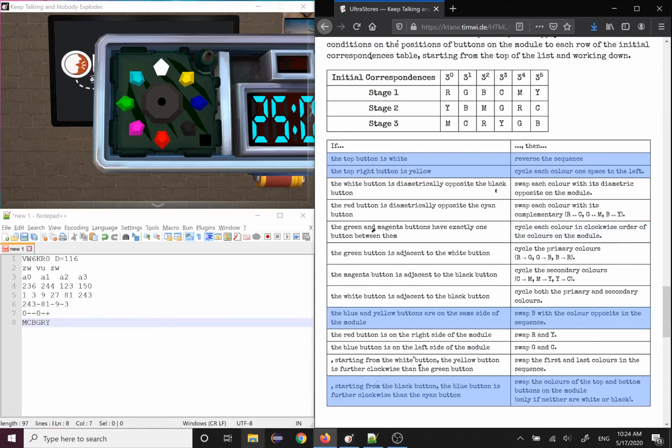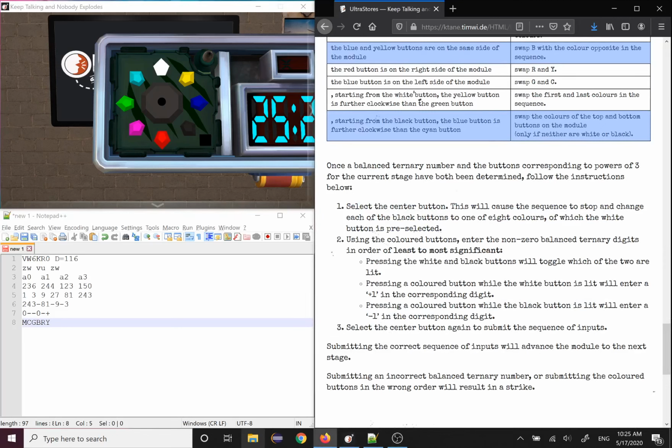be applying that, etc. Swap blue with the color opposite in sequence, B with G. Swap colors of top and bottom buttons if neither is white or black. So this last rule cannot be applied because this top button is white, and so we cannot switch it with red. Yeah. So now we have our final sequence that we will use to submit for each color.